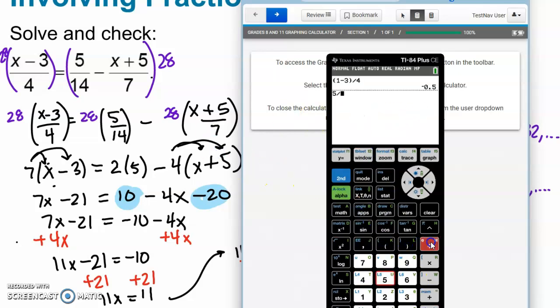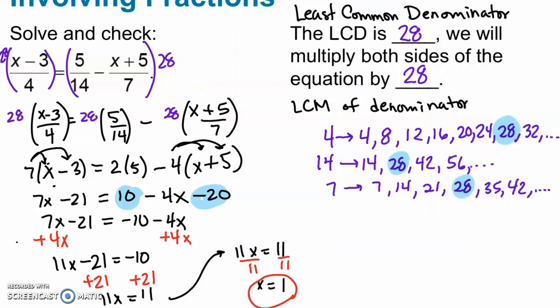Now on the right side, let's see what we get. If we get negative 0.5, then we know that our answer is correct. So wherever I have an x, I'm putting in 1. So I've got x plus 5 over 7. And remember, anything with the expression, put the parentheses around. And see, the left side is equal to negative 0.5, and the right side is equal to negative 0.5. So I did it correct.